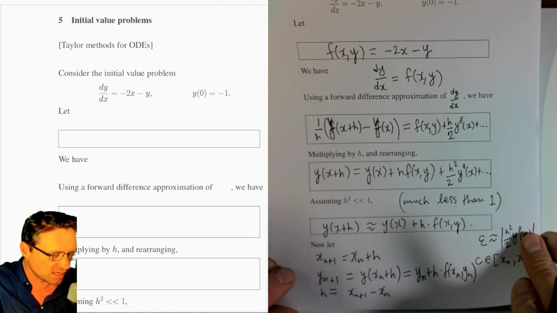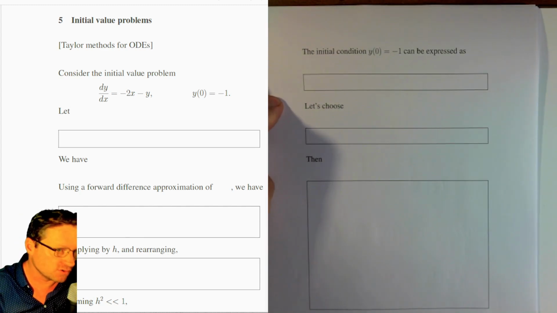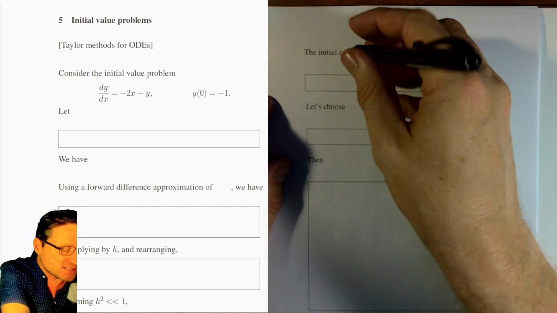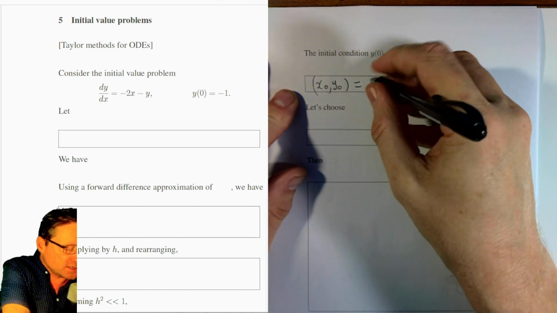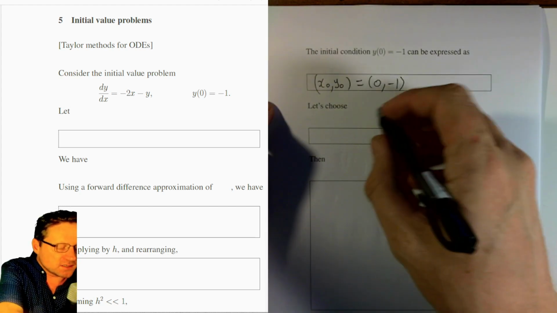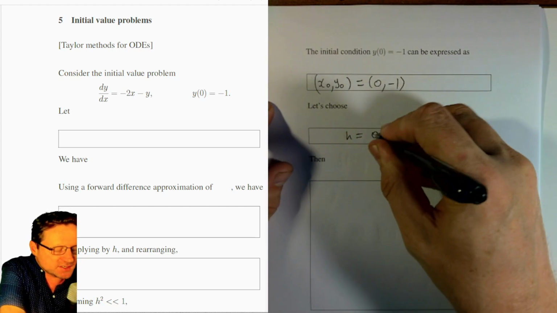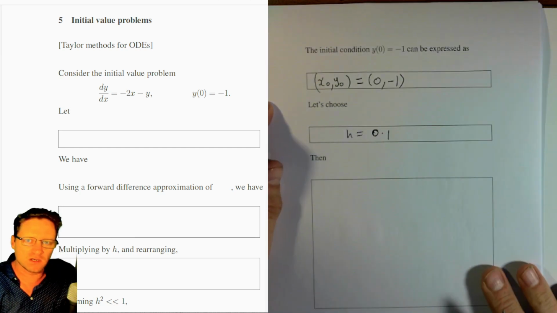So let's go ahead then and have a look at our next page. The initial condition y(0) is minus 1 can be expressed as (x0, y0) equal to the point (0, -1). So this is our starting point here. All right, so let's choose step size 0.1. So this is the difference between xn+1 and xn.